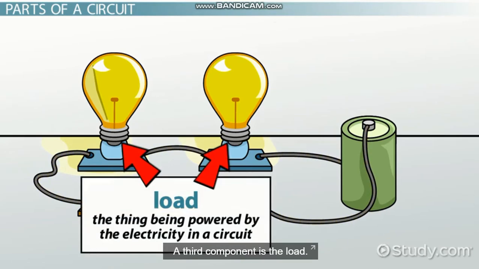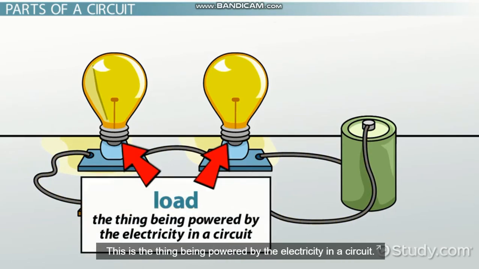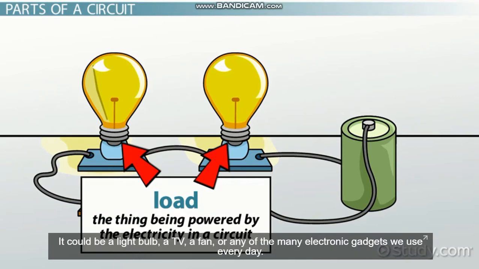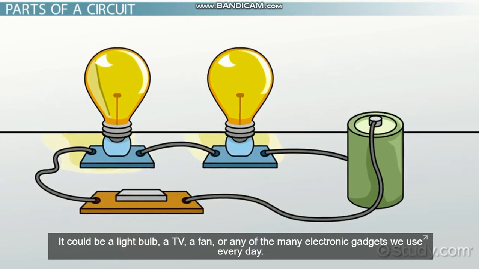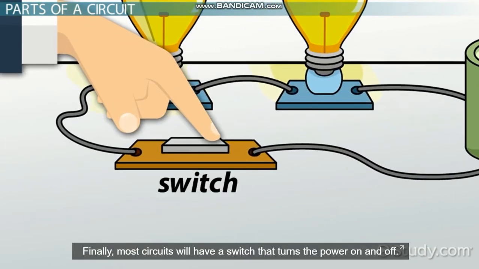A third component is the load. This is the thing being powered by the electricity in a circuit. It could be a light bulb, a TV, a fan, or any of the many electronic gadgets we use every day. Finally, most circuits will have a switch that turns the power on and off.